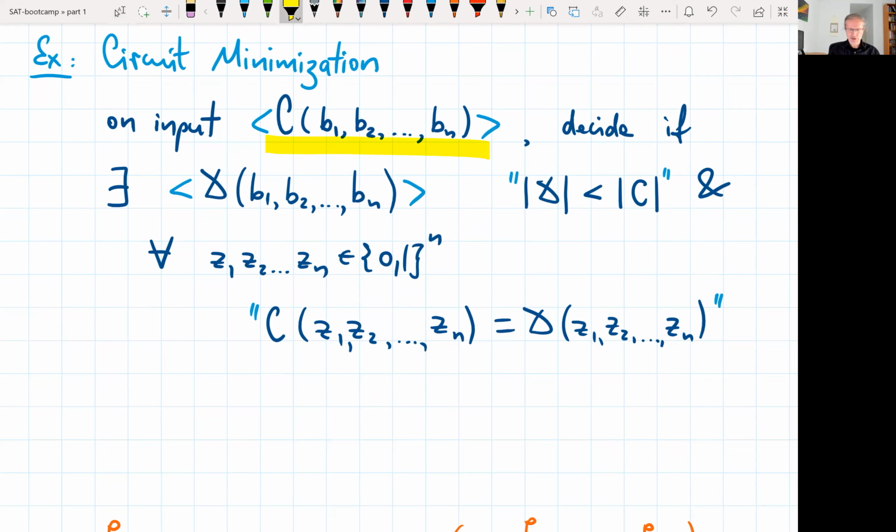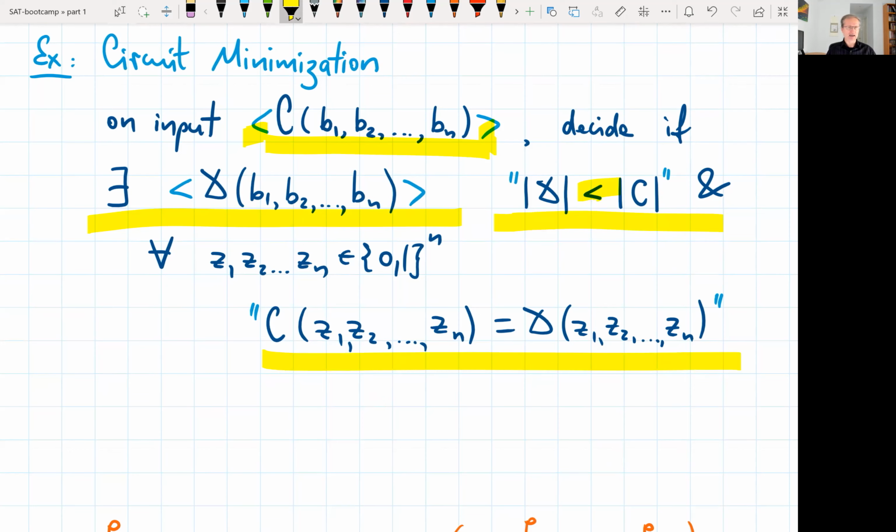So given as input the description of a circuit C, that's what these angular brackets here correspond to, in case you're wondering, you want to decide if there exists a description of a smaller circuit D of size strictly less than C, such that C and D are equivalent, which means that on all possible inputs Z, C and D assume the same value on those inputs.